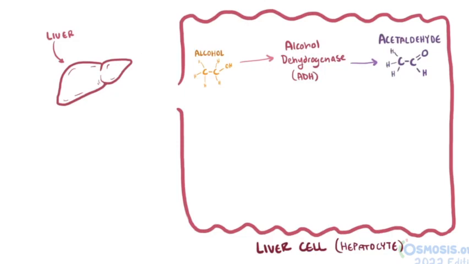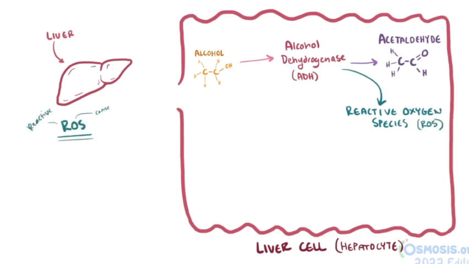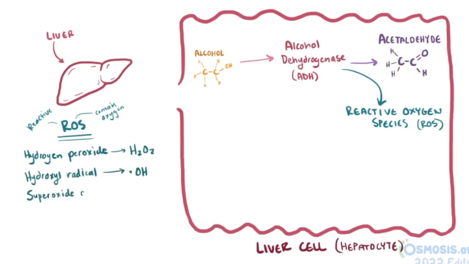Looking back at our pathways, when you make acetaldehyde from ethanol, you also start to generate these ominous-sounding compounds called reactive oxygen species. You can probably guess that these guys are super reactive and contain oxygen. Some examples are hydrogen peroxide, the hydroxyl radical, or the superoxide anion. These reactive oxygen species react with different components of the hepatocyte, like proteins and even DNA, and this process can cause serious damage to the cells.